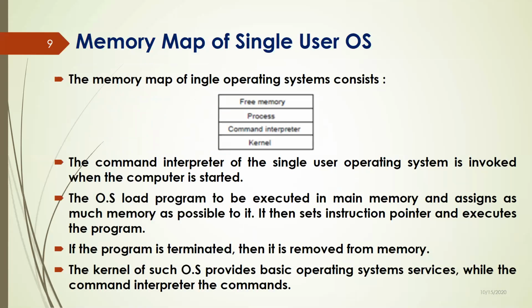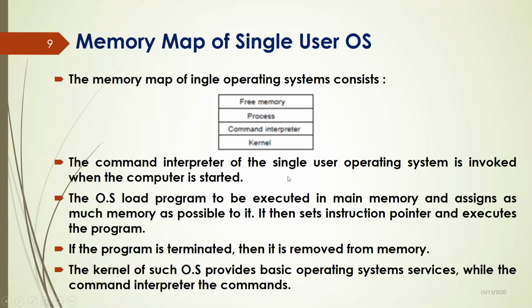Then the next topic is the memory map of a single user operating system. Single user operating system means in that operating system only one user can use. There won't be multiple users. You cannot create multiple users in that operating system. So the memory map for that single user operating system consists of the free memory, process, then command interpreter, and then kernel. Kernel is said to be the heart of the operating system. So it relates with the process and the memory management.